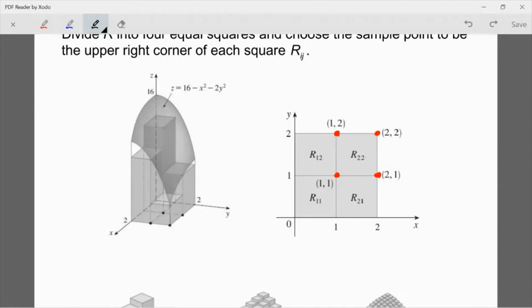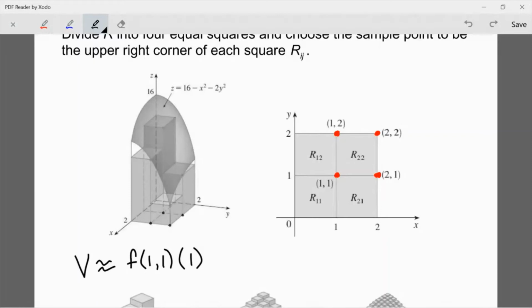So for my volume, the way I approximate it with these regions is I go through and I'm thinking about this first region that goes from 0 to 1 on the x and 0 to 1 on the y. I'm going to evaluate my function at the point 1, 1, which obviously we would plug 1, 1 into that given function, 16 minus x squared minus 2y squared. And then the area of that square is just an area of 1. So that would be the volume of my first rectangular prism.